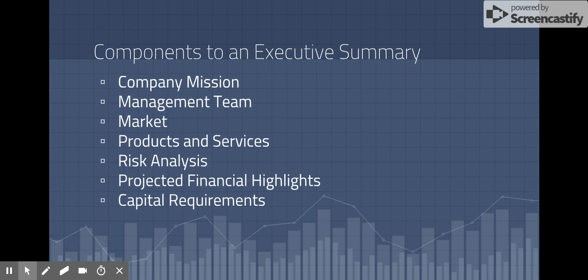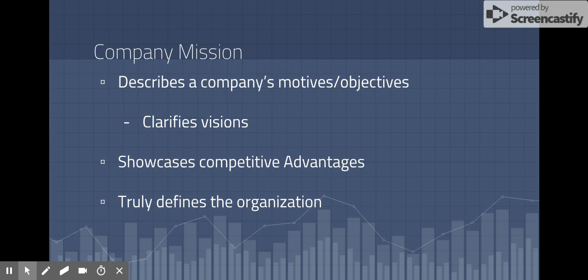Now, there are various components to what make an executive summary truly an executive summary. These components include company mission, management team, market, products and services, risk analysis, projected financial highlights, and last but not least, capital requirements. The first component is company mission.